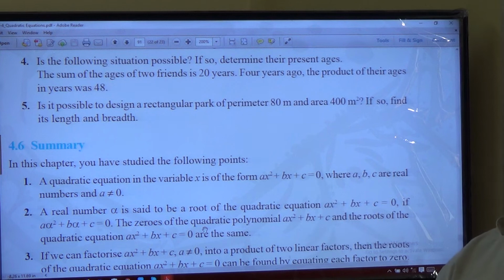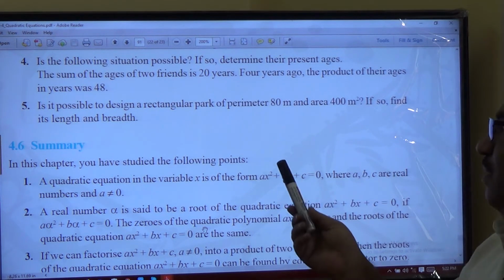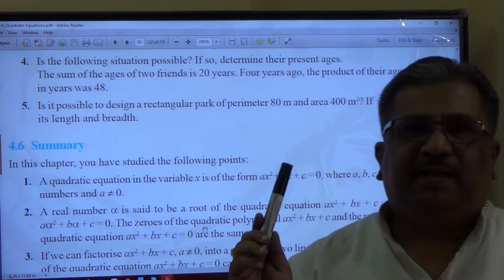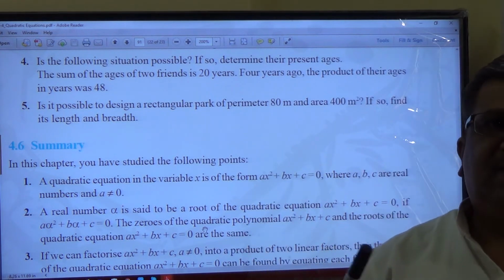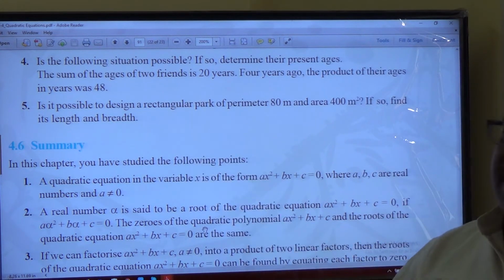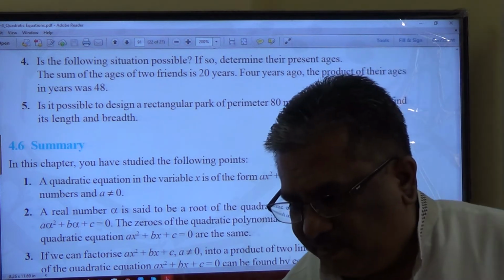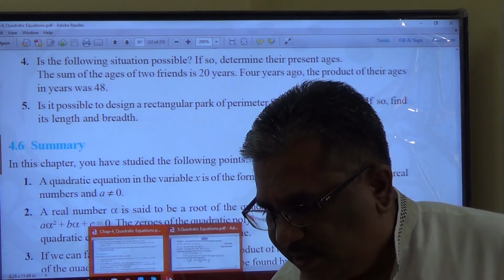Substitute, get a quadratic equation, check it, and check the condition of discriminant. If it is greater than or equal to 0, you can find the roots, otherwise roots are imaginary. Please solve yourself. I am taking some peculiar R.D. Sharma numericals. You can have a look at this now.